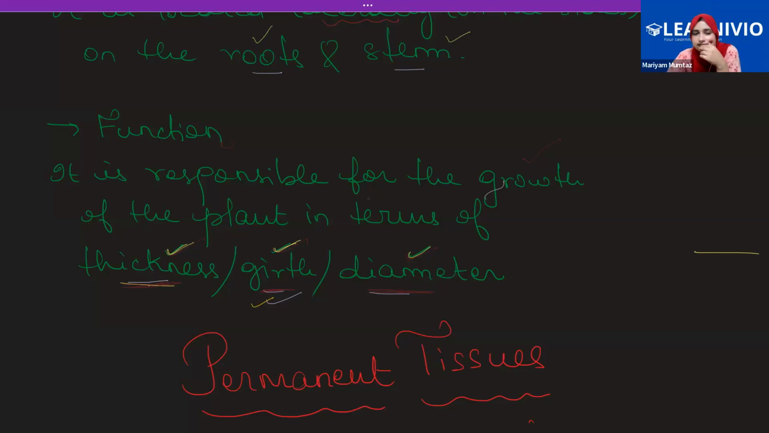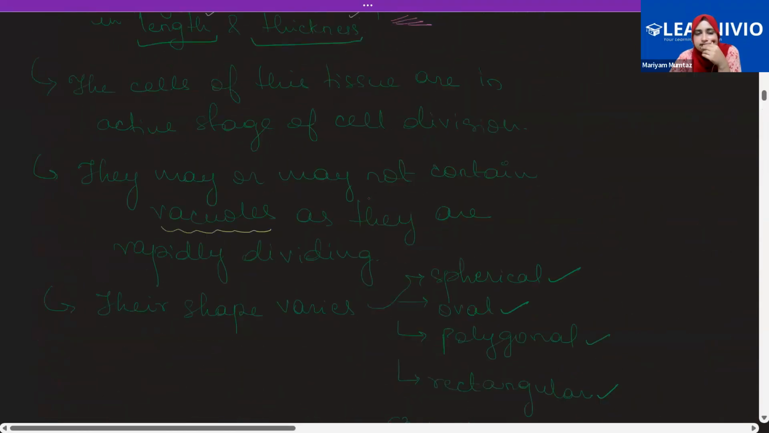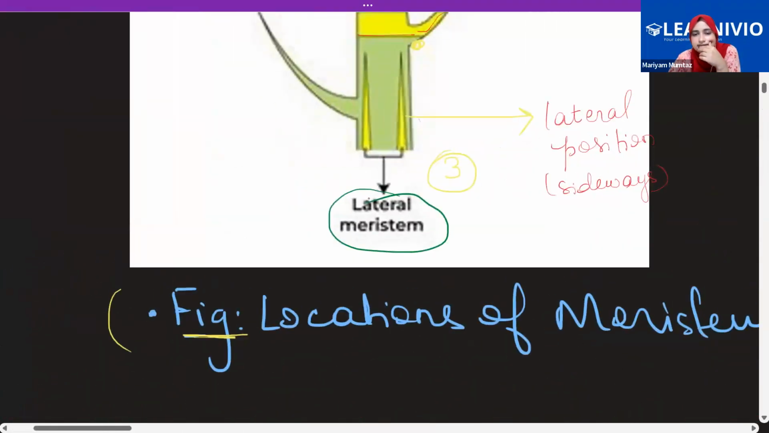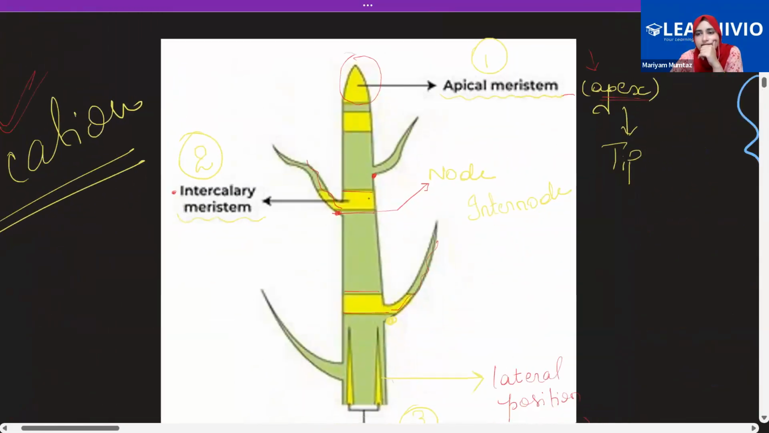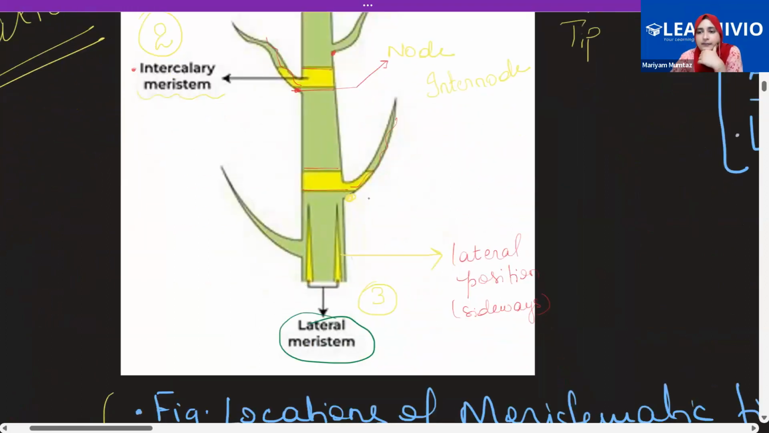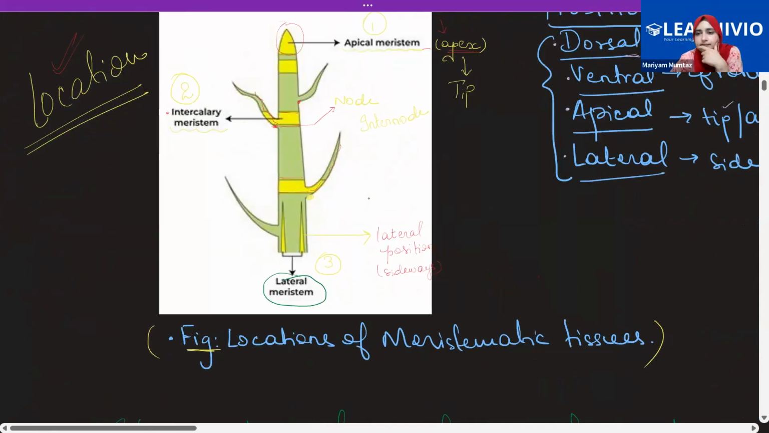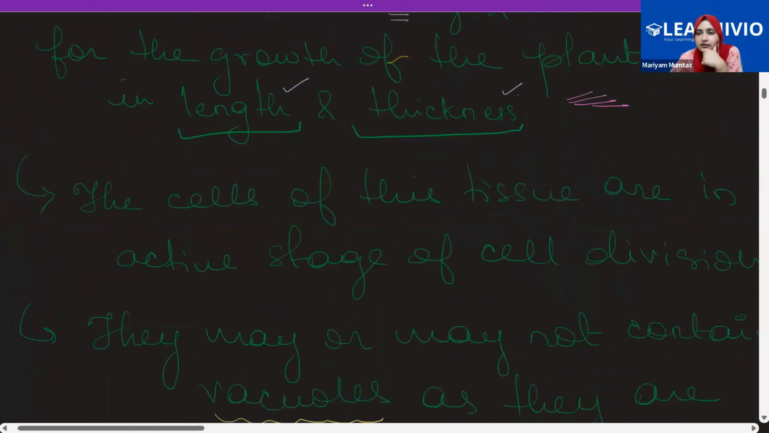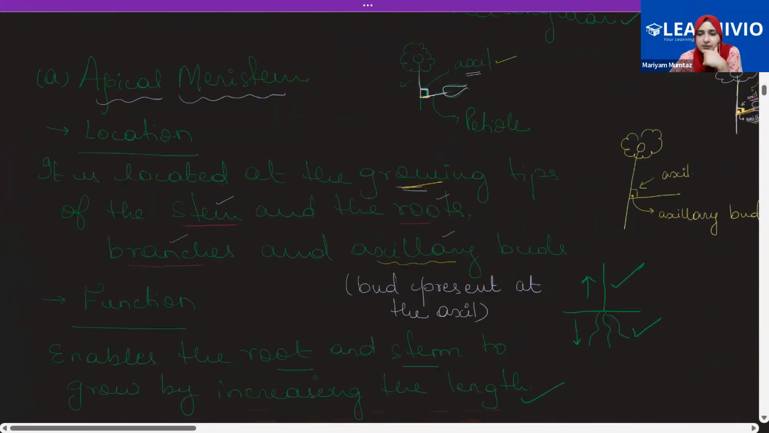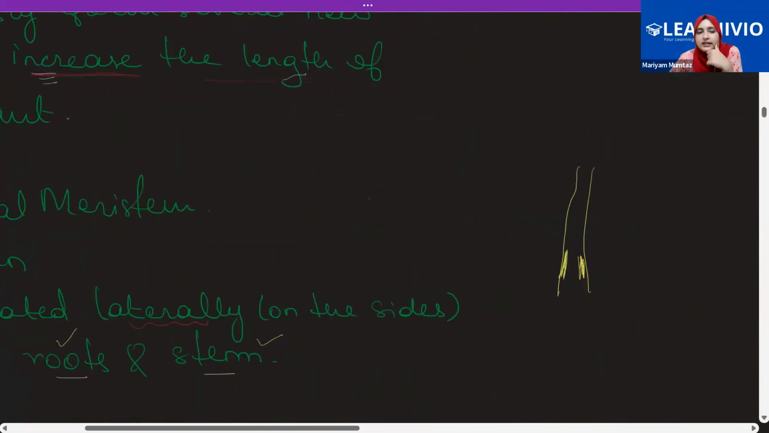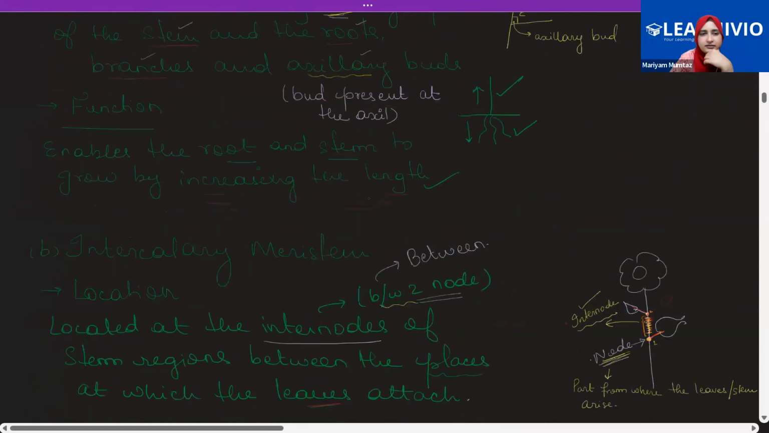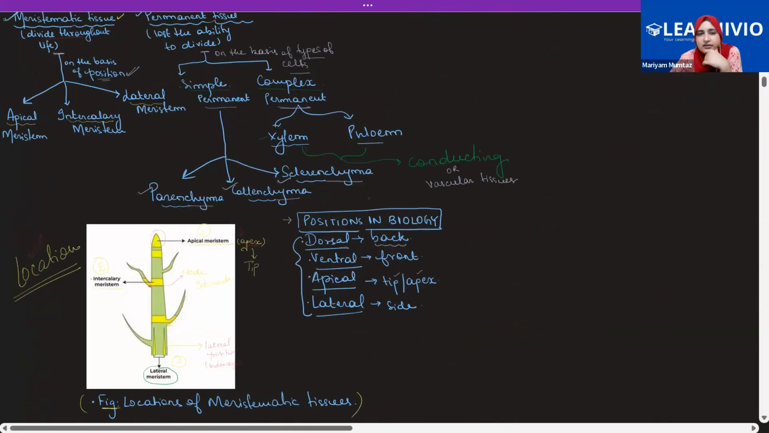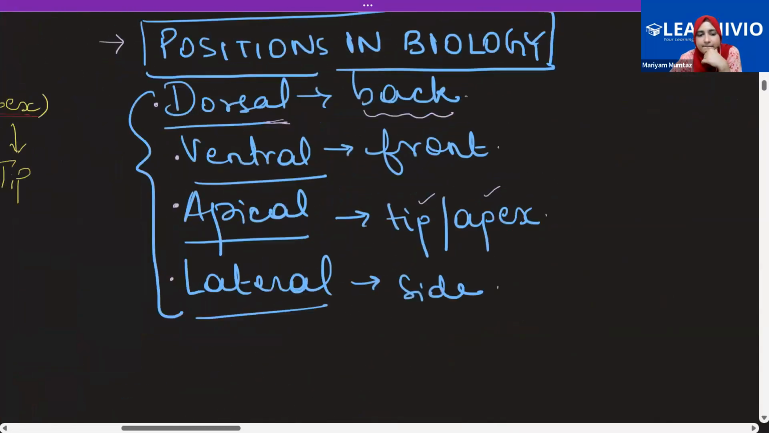Ma'am, can you show the diagram? Ma'am, upper one. Wait, I'll give you time to write down. So this much is clear. Yes, ma'am. Any doubts? No, ma'am. Okay, so this was all there is to know about the different types of meristematic tissue in the plant's body. Now you can note it down. First, you write down these positions in biology. Okay, ma'am.